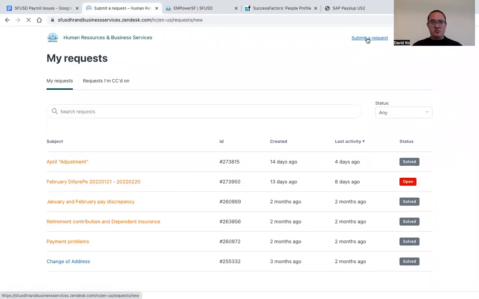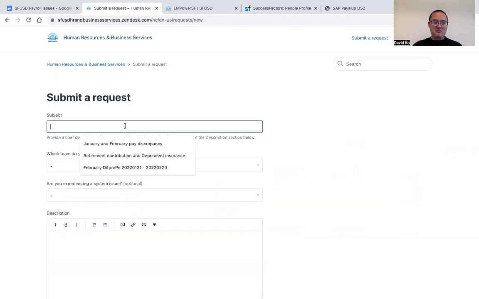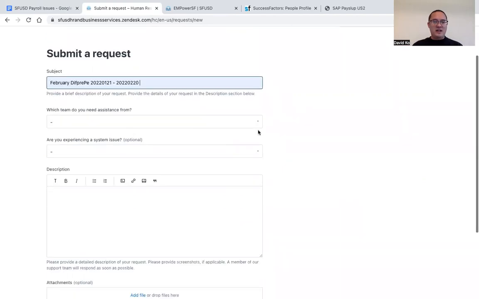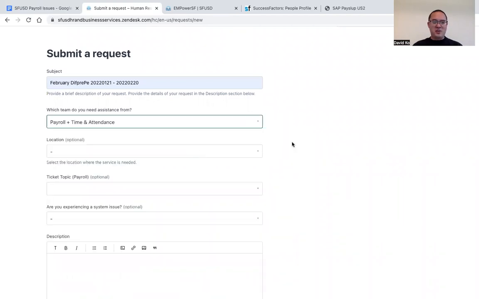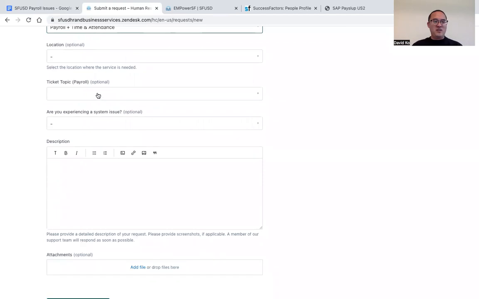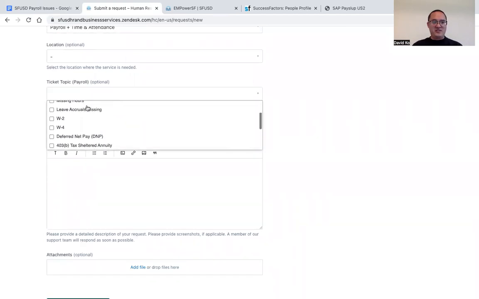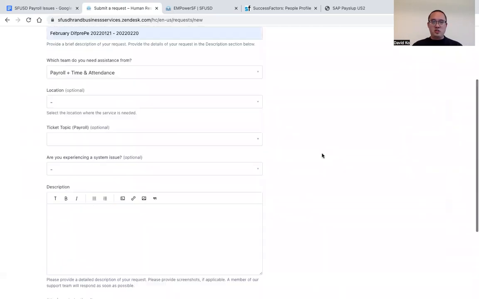You would click submit a request. You would type in something over here. So, Google remembers that I had a question about February diff pre-P. I'd ask which team you need assistance from, and you choose the appropriate one. Say, for example, payroll. You may enter what school site you're working at. You may include which specific checkboxes are relevant. I have no idea what system issue explains, but this is the other method that you can use in order to submit help requests.